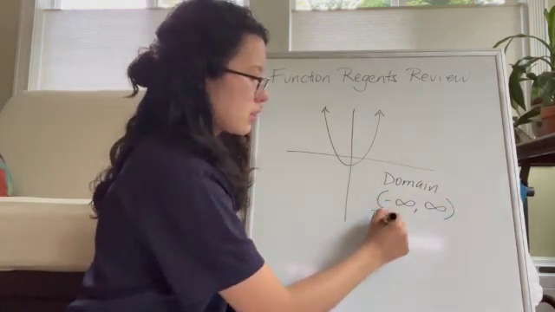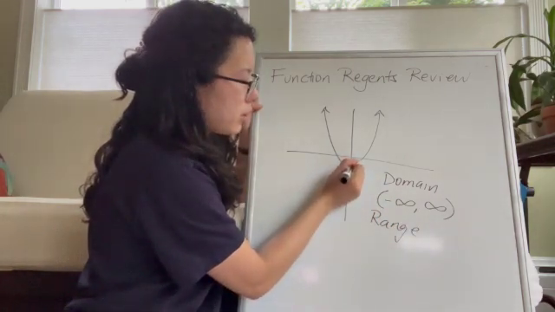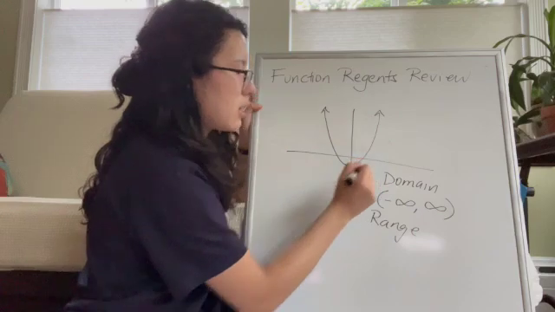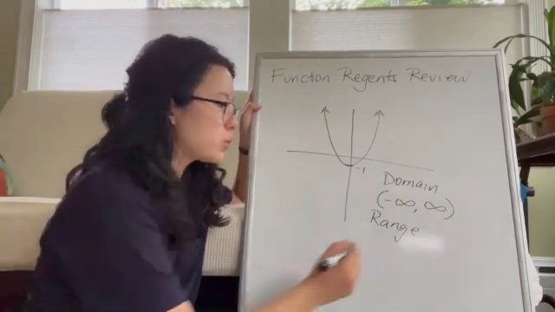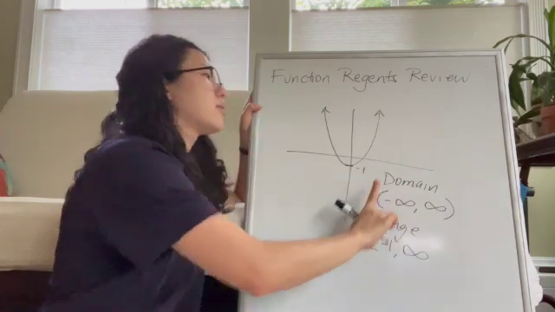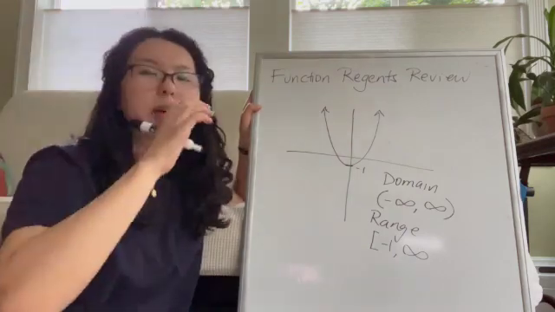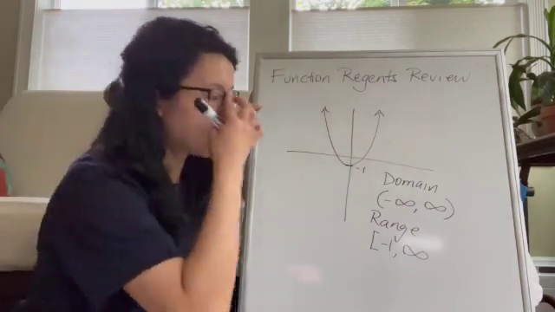The range of this is a little bit more involved because we actually do have a minimum value here. Let's say, for instance, this is at -1. So the range would instead go from -1 all the way up to infinity, because it actually can go all the way to the infinite y values. The arrow means it keeps going up and up and up.